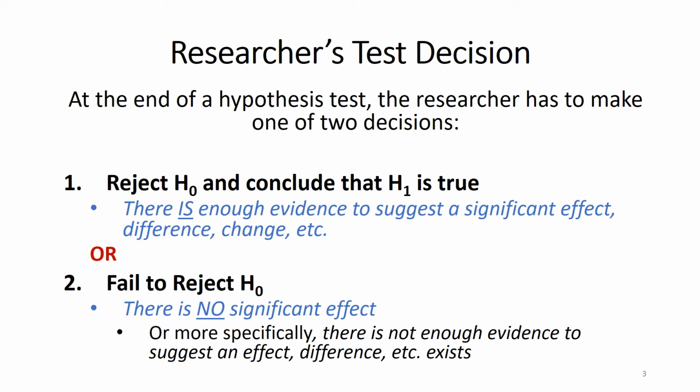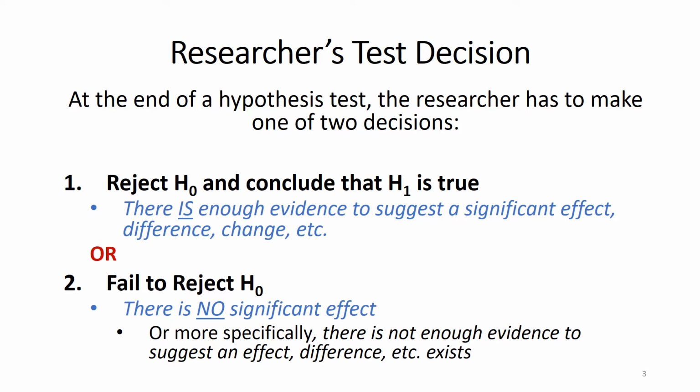Now back to what we work with on a day-to-day basis. As researchers, we go through a hypothesis test. At the end of that hypothesis test, we have to make a decision, as we have talked about in previous lectures. We either, as is shown here with option one, reject the null hypothesis and conclude that H1 is true. So in other words, this is saying that we have found enough evidence to suggest that there is a significant effect, there is a significant difference, there is a significant change, et cetera.